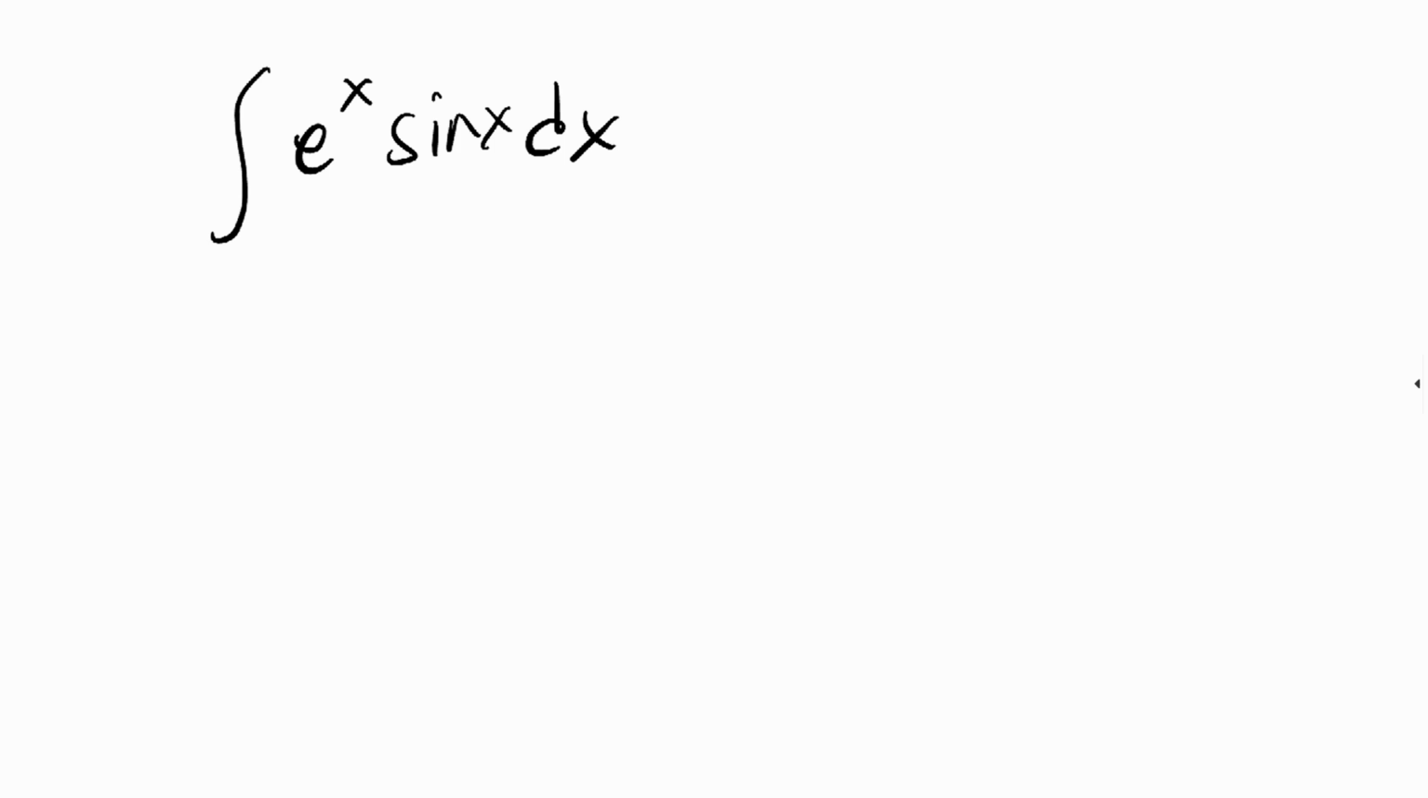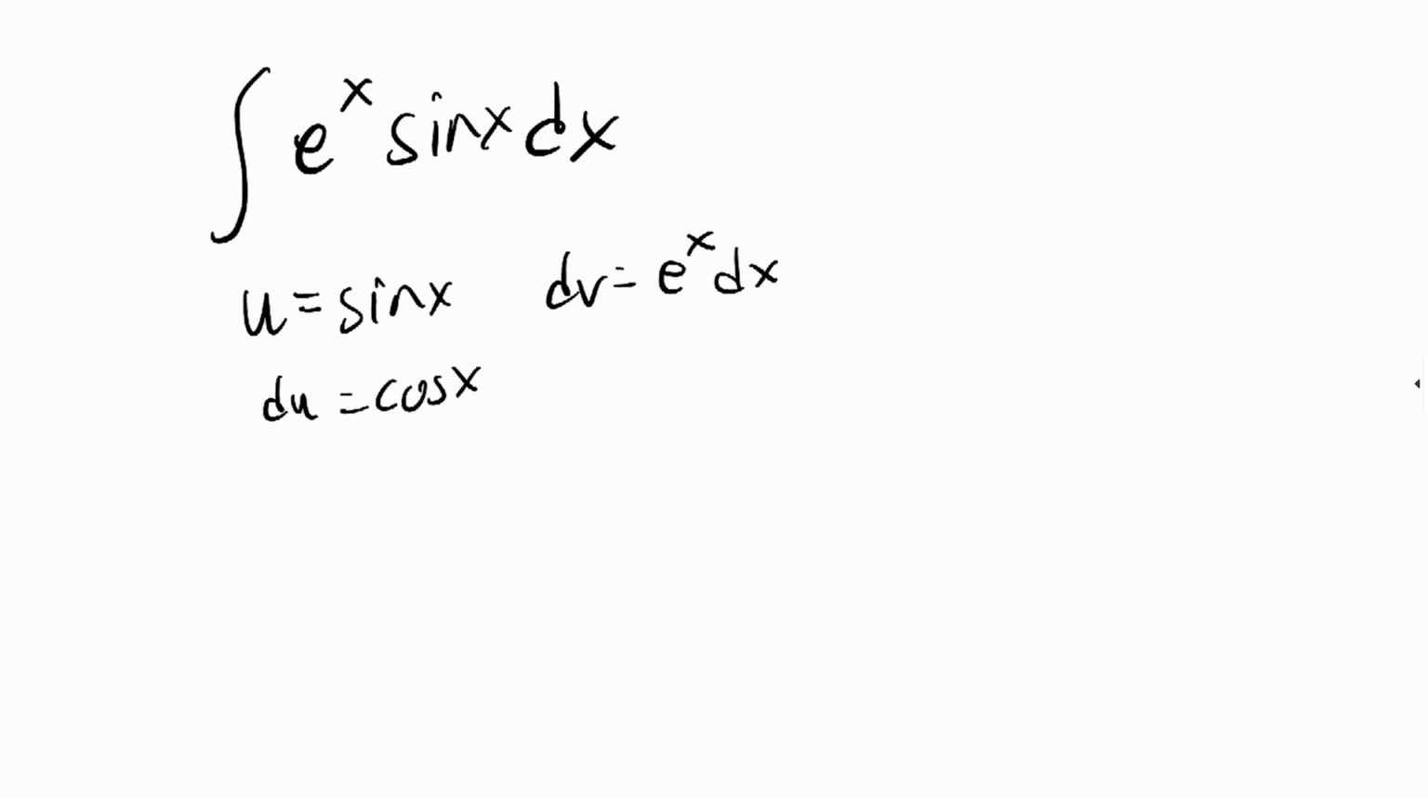Well, me personally, I'm going to let u equal sine x. I think integrating e to the x is much simpler than integrating sine, because you might get the signs wrong, right? The negative, positive. So dv is just e to the x dx. So du is just cosine x, then v is just e to the x.